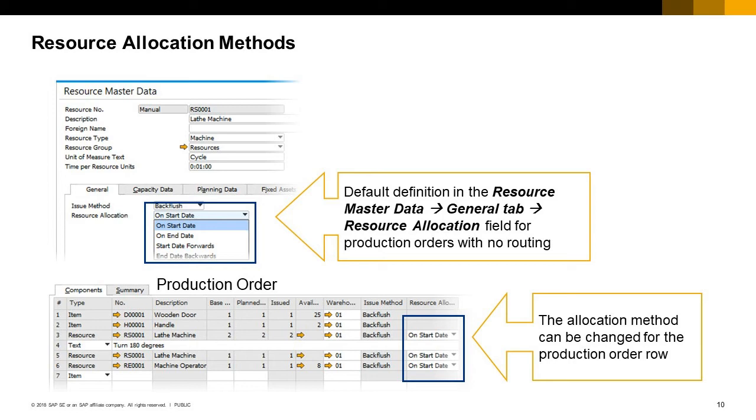For production orders with no routing, we can set the default resource allocation method for each resource, as shown in the image. However, we can also change the allocation method in each row of the production order. On the next slide, we will examine an example of allocation according to the different methods.